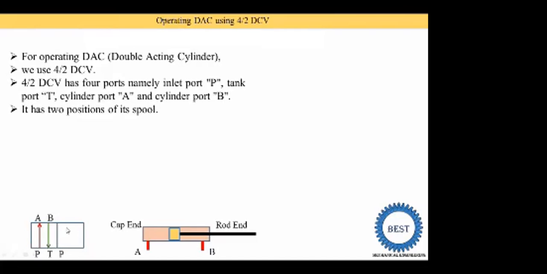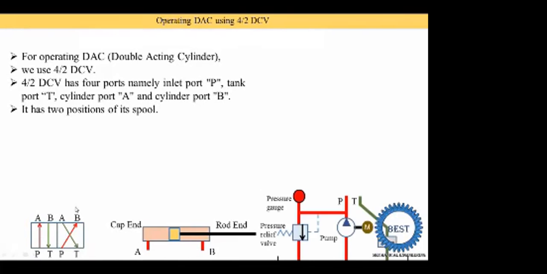Similarly, in the second position, the same way, P port is there, B port is there. Suppose the oil is supplied from P to B, then we draw this type of arrow. Second, from A to T. Suppose oil flows from A to T port, then we draw the cross lines and the downward arrow. So this is the explanation of the 4/2 DCV.